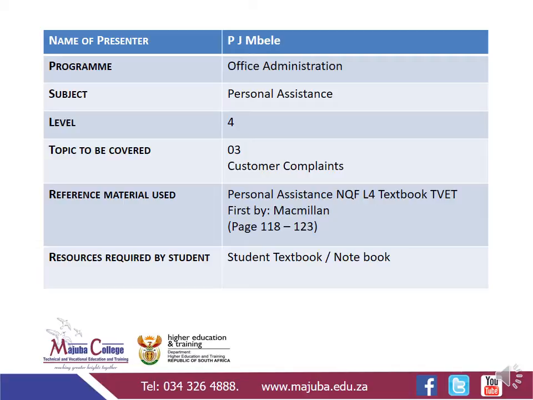Today's lesson is Topic 3, Customer Complaints, and we still use the same reference book, Personal Assistance NQF Level 4, textbook TVET First by MacMillan. For this lesson, we are going to consider page 118 to page 123 of our textbook.